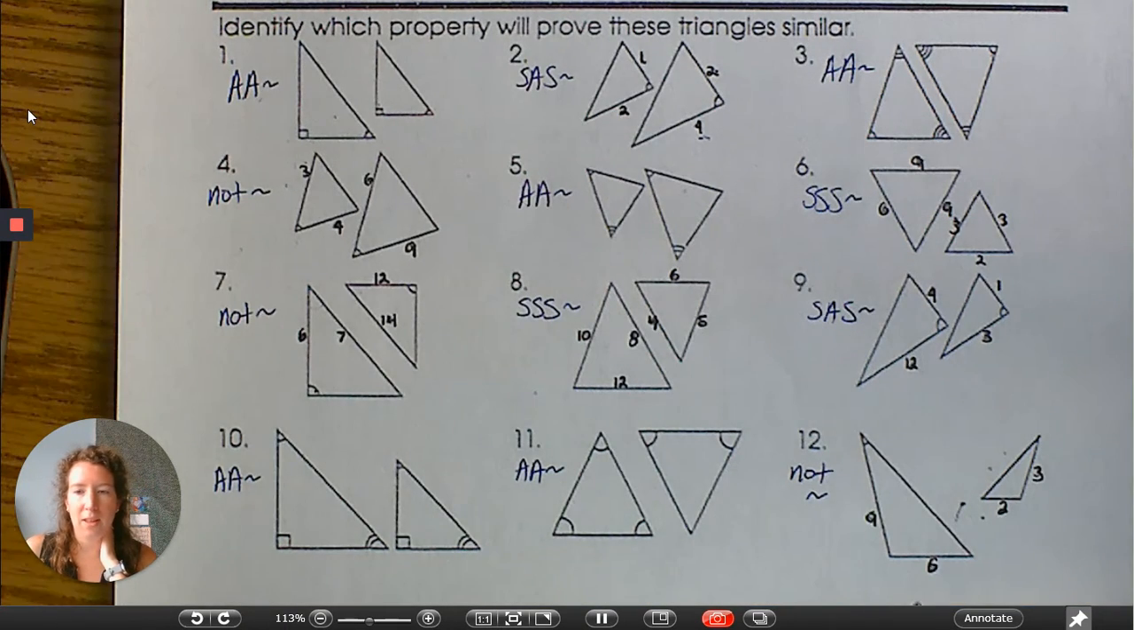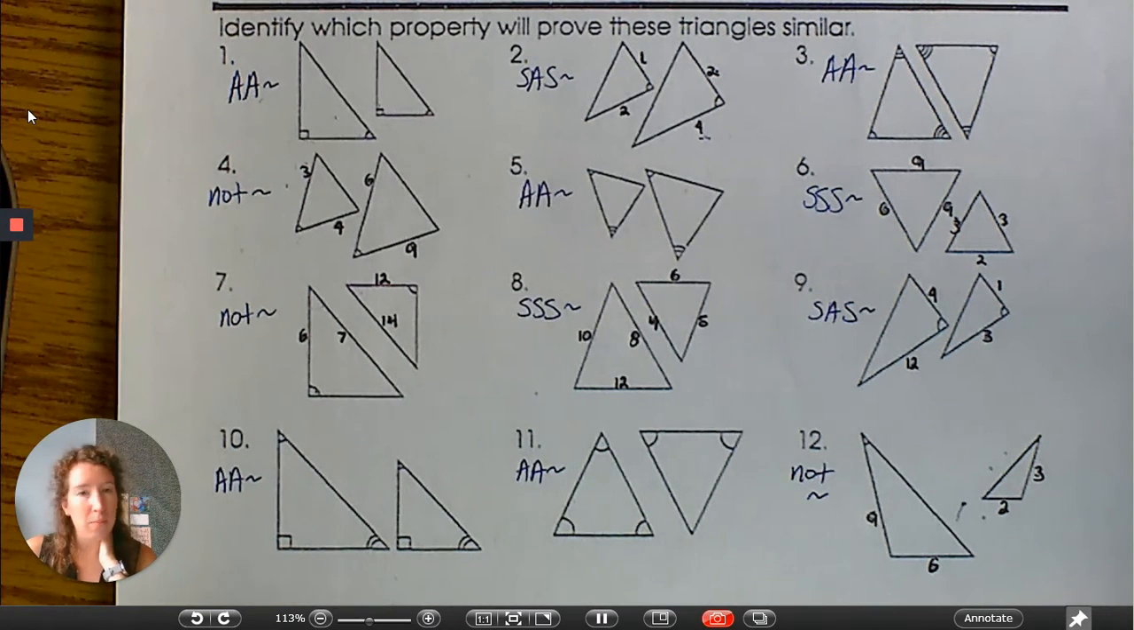Same thing with 12. I just have two pairs of sides and not a pair of congruent angles between the sides, so that one doesn't work either. Number 10, even though they mark all three, that's okay. I just need at least two. So as long as I have the two, I'm good. Okay, turn your page. Let's see how it goes.